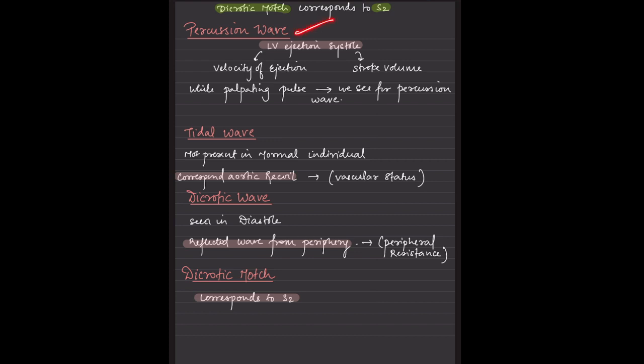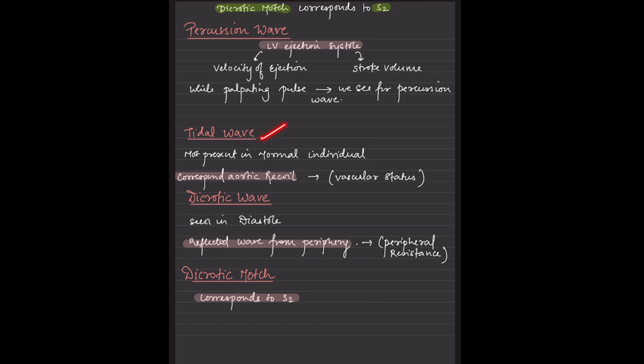So coming to the percussion wave, it is nothing but the left ventricle ejection systole. That is the velocity of the ejection, and it is the stroke volume. Now this is very important. While palpating the pulse, we look for the percussion wave. So whenever I am putting a hand on my patient, it is the percussion wave that I want to feel.